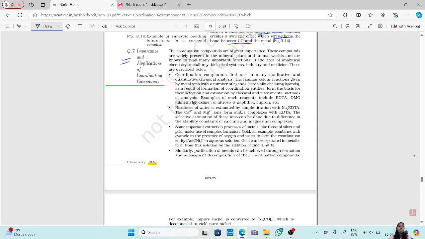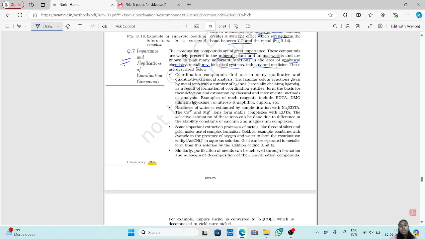Next are the important applications of coordination compounds. The coordination compounds are of great importance. These compounds are widely present in the mineral, plant and animal worlds and are known to play many important functions in the area of analytical chemistry, metallurgy, biological systems, industries and medicines. Some of them are described below.